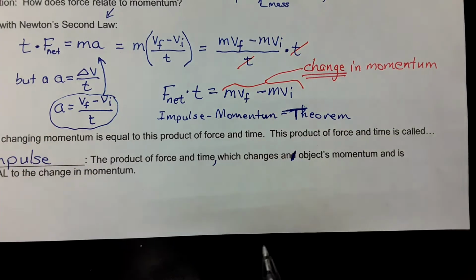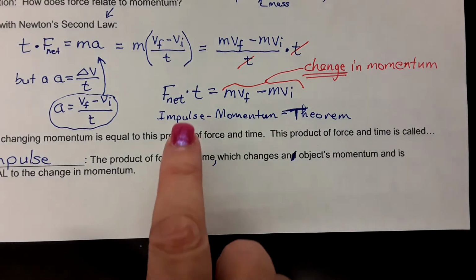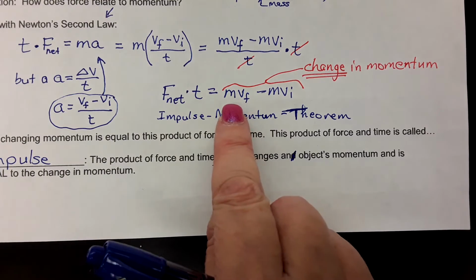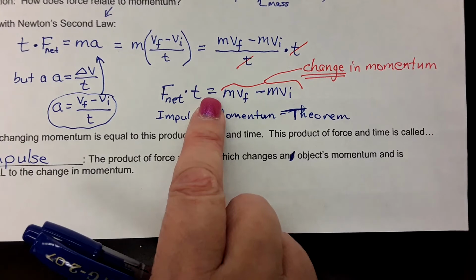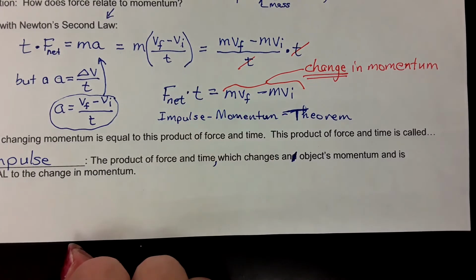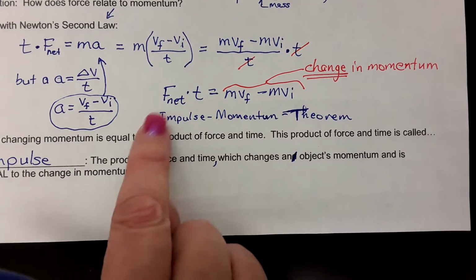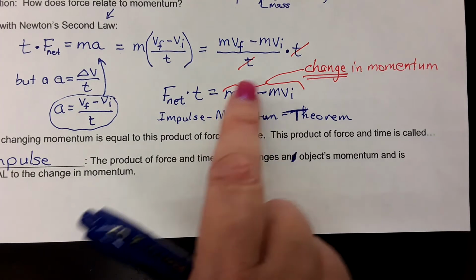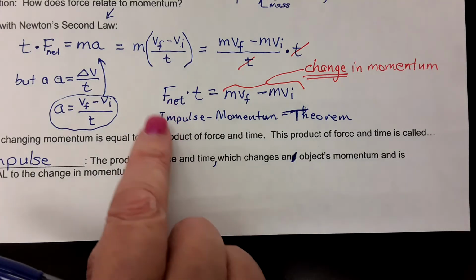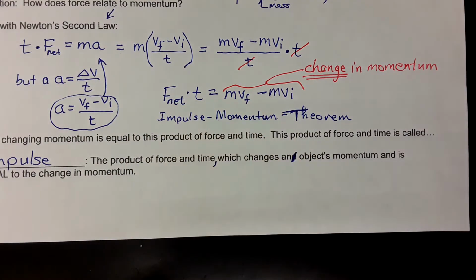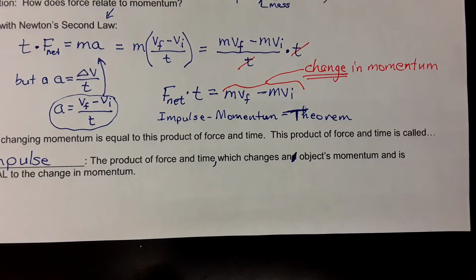The impulse momentum theorem. It says that not only does impulse cause the velocity to change and therefore the momentum to change, it's also equal to that change, which is kind of cool because if you know one, you automatically know the other. If you know the change in momentum, you automatically know the impulse that was exerted. If you know the impulse, then you automatically know the change in momentum you're going to have, which is kind of cool. Okay, now let's look and see how this can be applied.